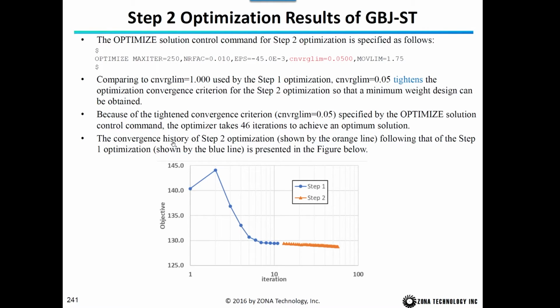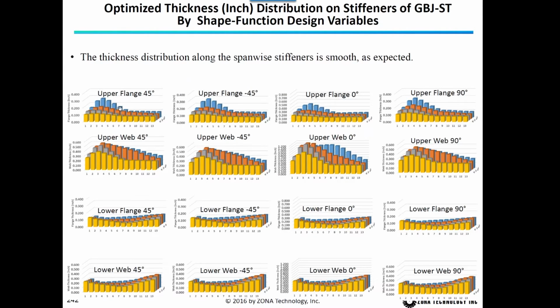So the converging history of the step 2 optimization is shown here, following that of the step 1 optimization. And then we look at the thickness distribution along the spanwise stiffener, and we found this thickness distribution is smooth because we use the linear shift function, and we have 4 Lagrange control points.